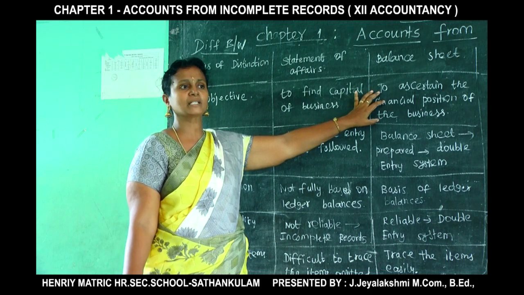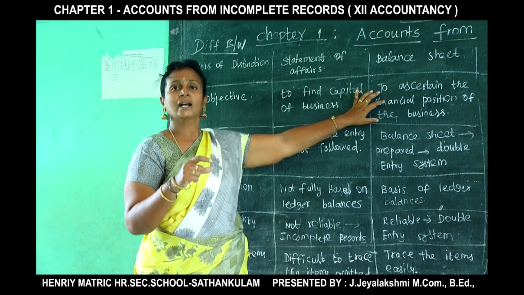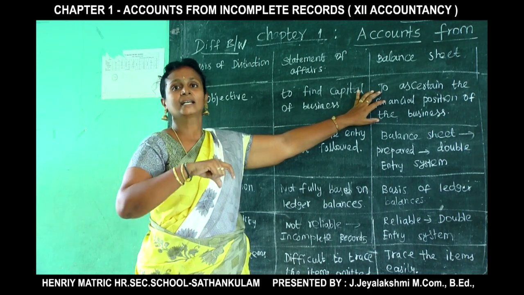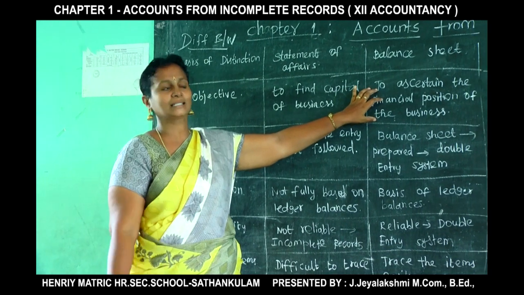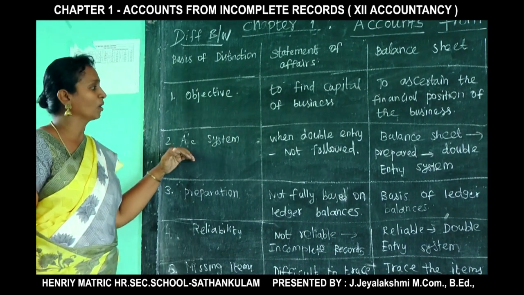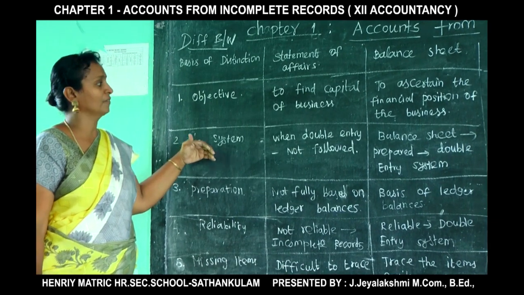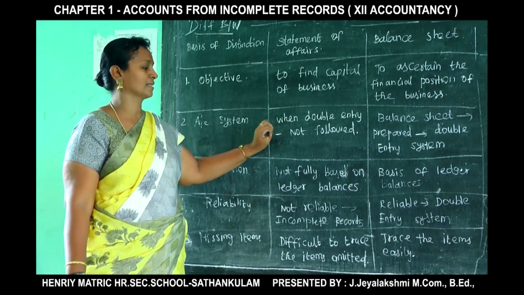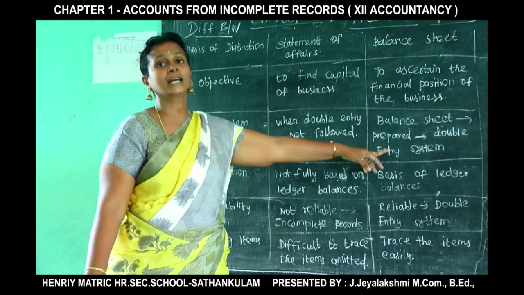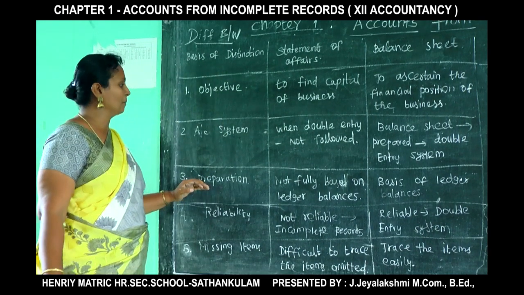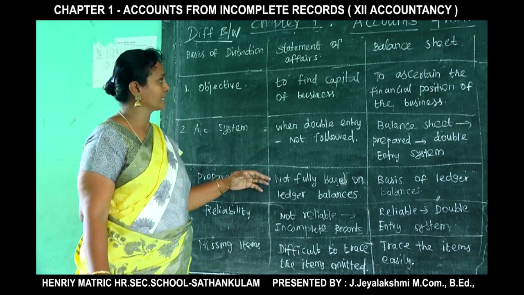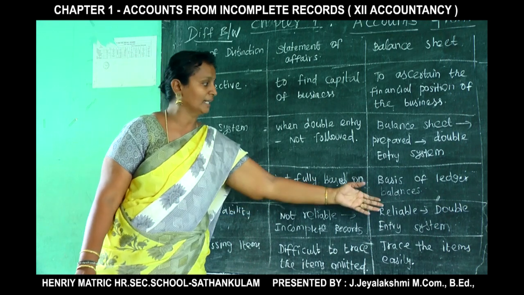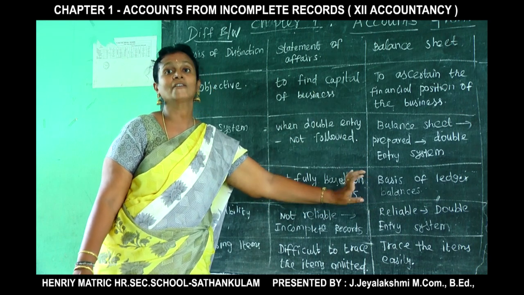Financial position means whether the business concern is running at a profit or loss, or whether they have to increase the strength of the business. Second thing, the accounting system. Here they are not following the double entry system, whereas in the balance sheet they are fully using the double entry system. Third one, preparation. The statement of affairs is not fully based on ledger balances, whereas the balance sheet is fully based on ledger balances.